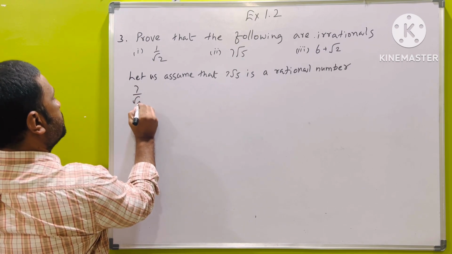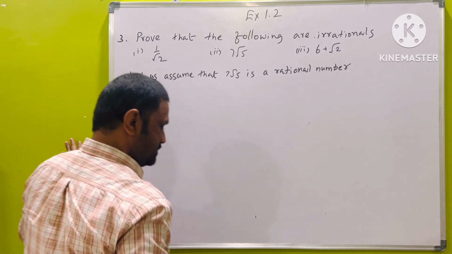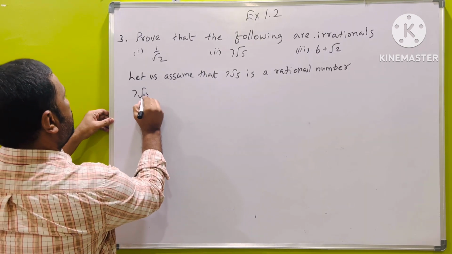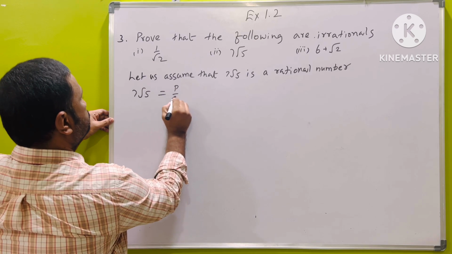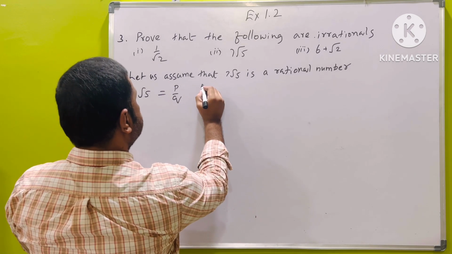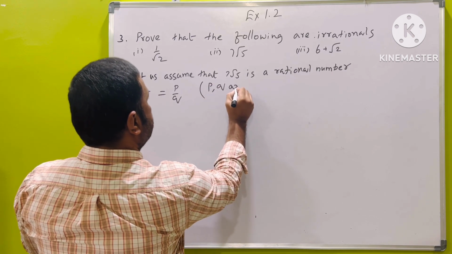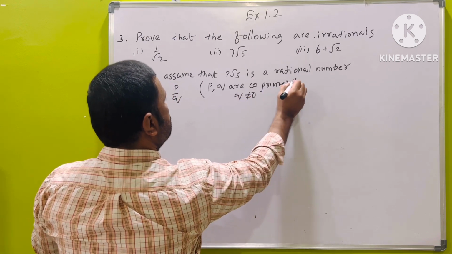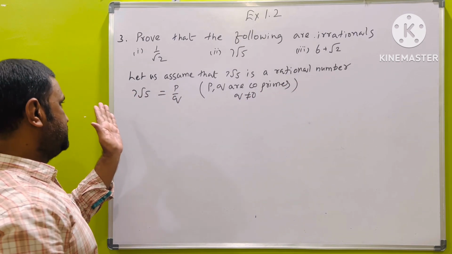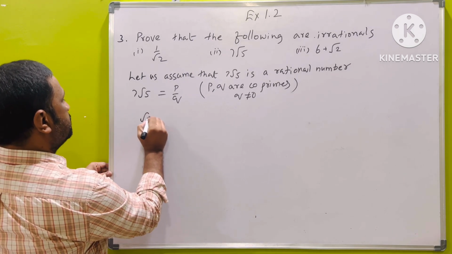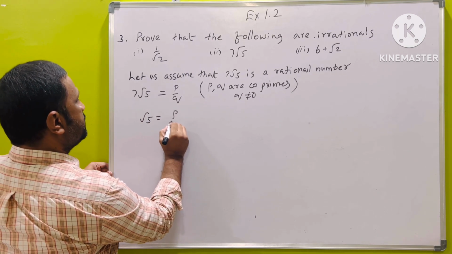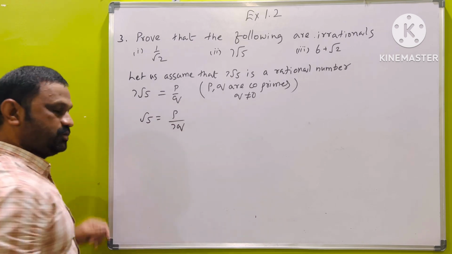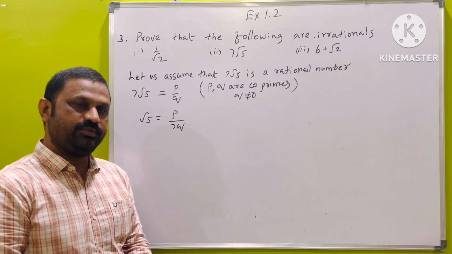7 root 5 is equal to p by q, where p and q are co-primes and integers, q not equal to 0. Simply, I will send 7 to the right hand side. I can write root 5 is equal to p by 7q.